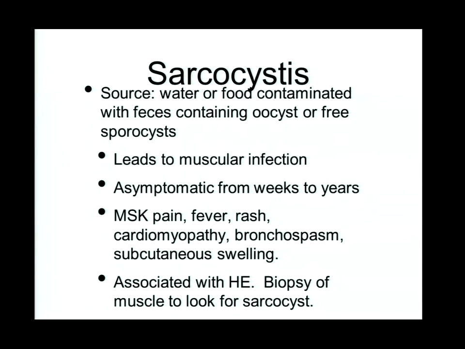So sarcocystis infection can have dual sources. One source is water and food contaminated with feces, and this leads to muscular infection. They could be asymptomatic for weeks and years. They could have a presentation of musculoskeletal pain, fever, cardiomyopathy, bronchospasm, subcutaneous swelling. And sarcocystis in this form is associated with hypereosinophilia, and diagnosis is actually biopsy of the muscle.